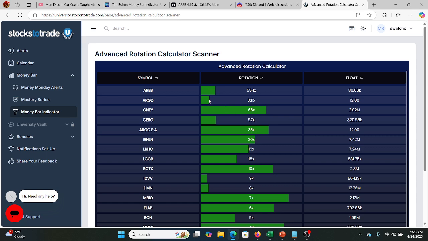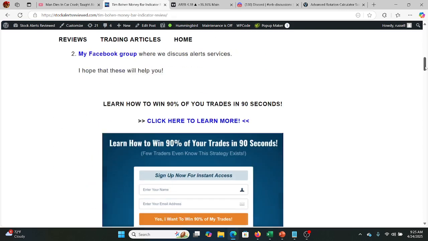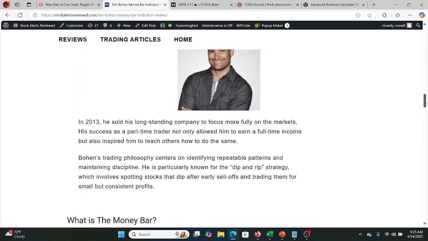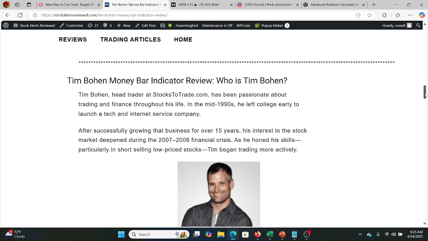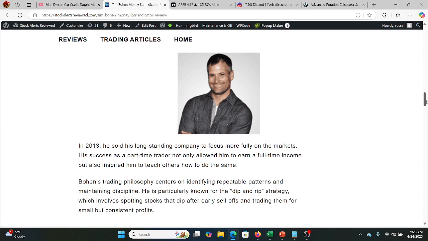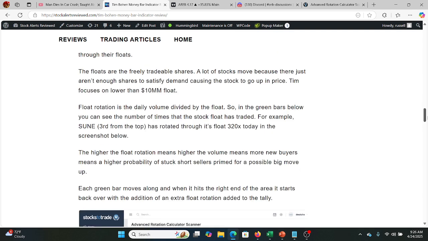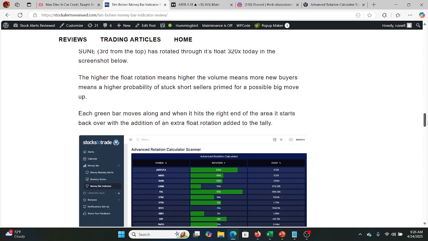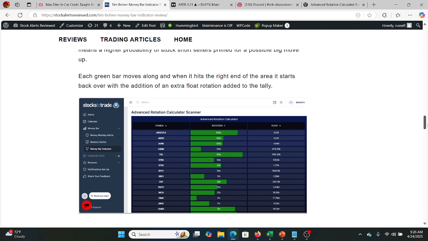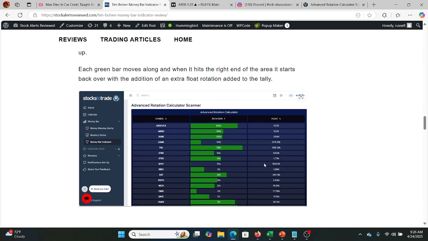So these are the money bars. This is how you use them. They're not too difficult. I've put more details in here. You can go through and learn who Tim is. He's been trading for 30 years. Really good guy, really advanced trader. He's in a lot of different programs, worked with a lot of top names in the industry. And so yeah, this was one. I don't think AREB was on it at this point when I took this screenshot. I don't see it on there. But a lot of these made big moves as well.